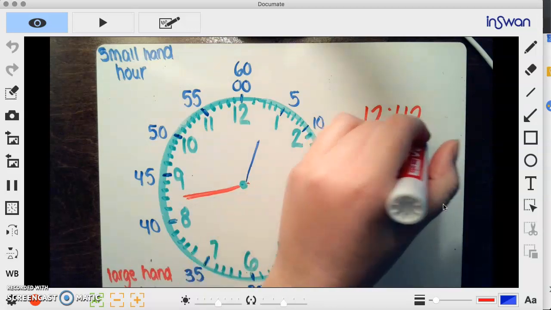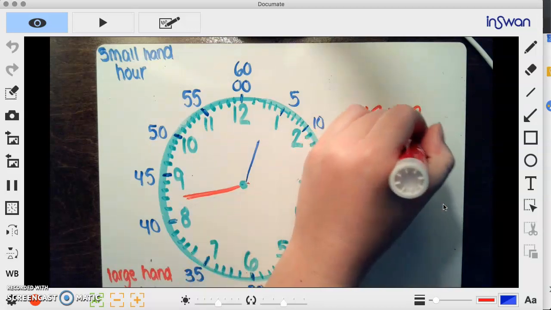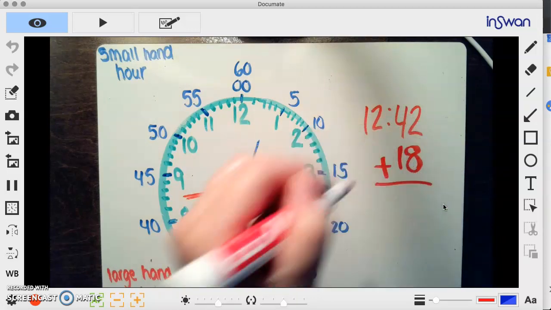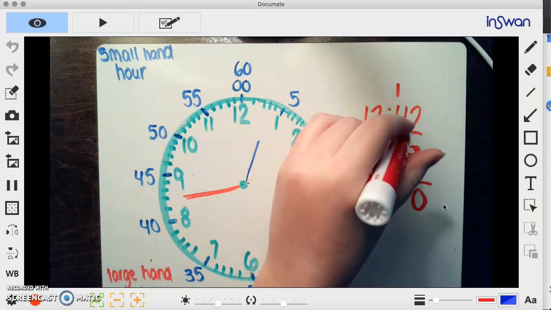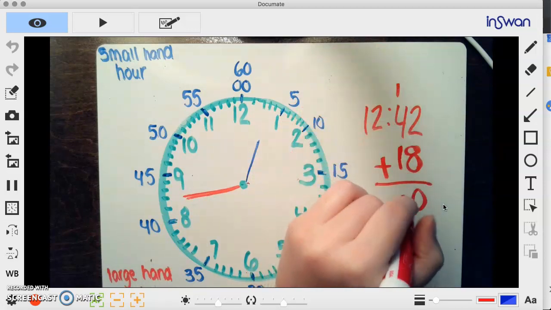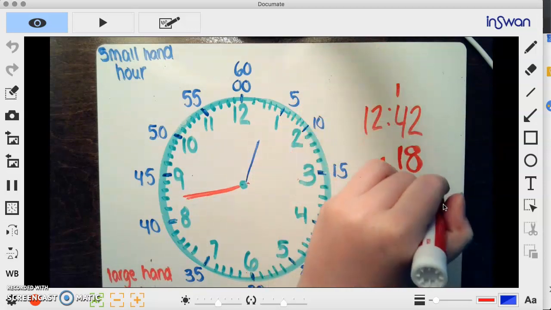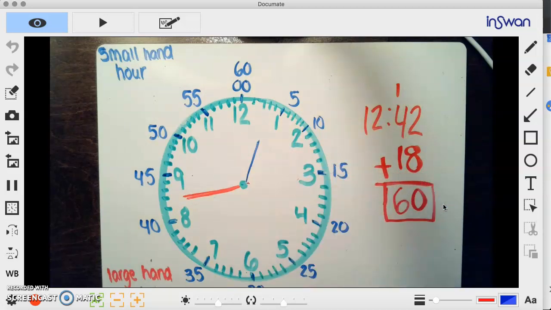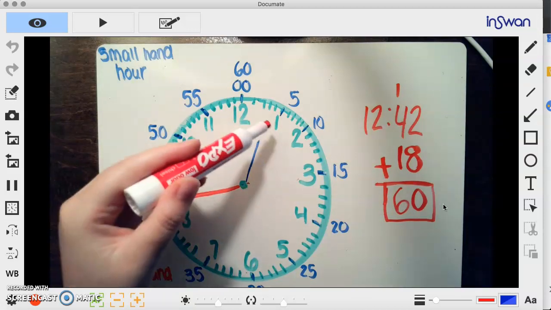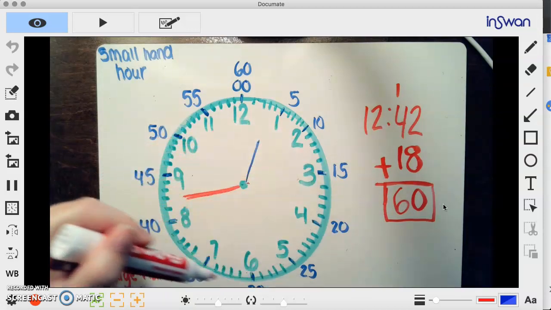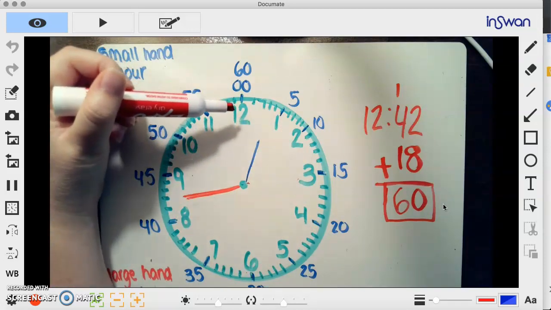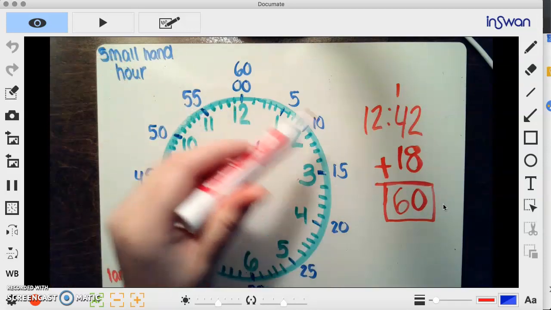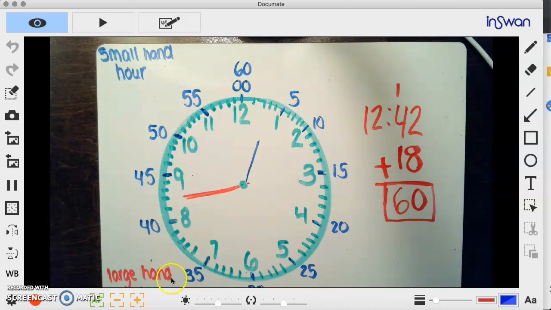I can also take 42 and add 18 to it. 8 plus 2 gives me 10. 4, 5, 6, 60, which tells me my 60 minutes in an hour. So all this problem is telling me is how many minutes after 12 and how many minutes before it's 1. So it's just going around the clock and showing me that.